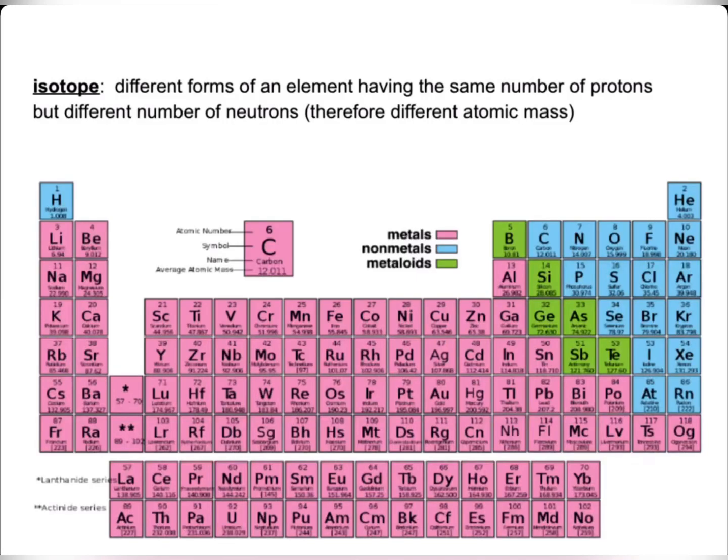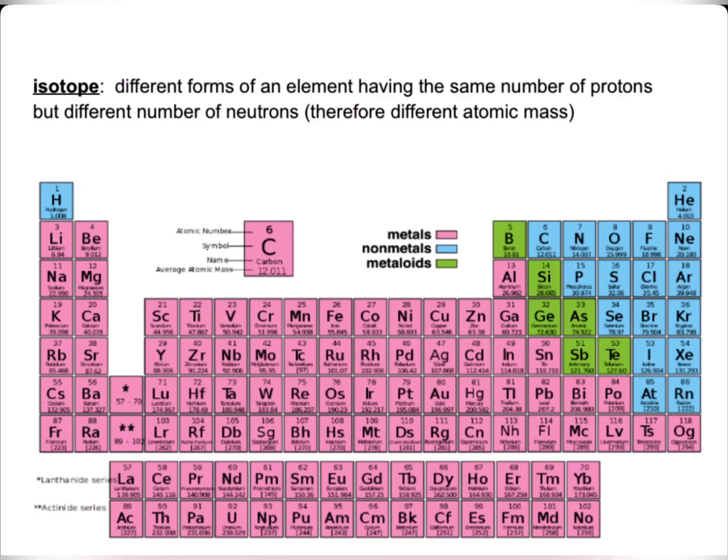Let's talk about how to calculate the average atomic mass of isotopes. Before we talk about the calculation, let's go ahead and review the definition. Isotopes are just different forms of an element having the same number of protons but different number of neutrons. So when an element has a different number of neutrons, that really just means it has a different atomic mass.